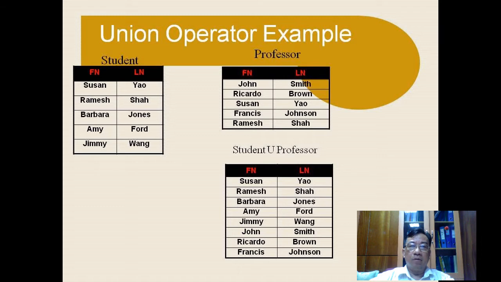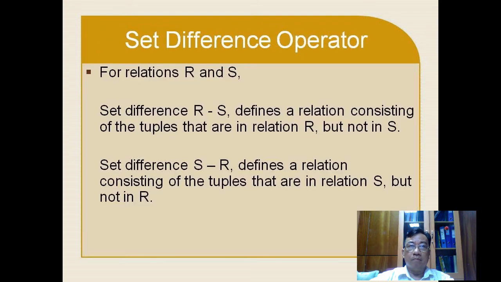8 tuples. Remember the tuples Susan, Yao, and Ramesh are common in 2 relations, in student relation and in professor relation. So the duplication will be deleted. And we have only 1 tuple in result relation.